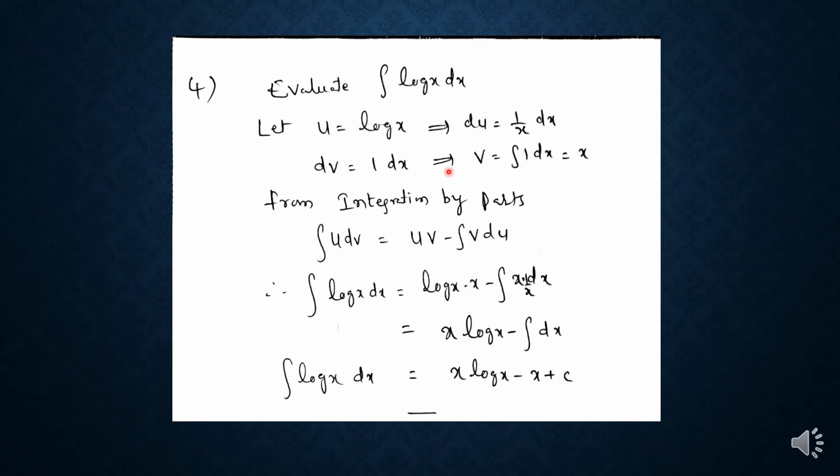Log x into x minus integral v du. x into du, where du is 1 by x dx, so x into 1 by x dx. This can be written as x into log x minus integral x into 1 by x. The x gets cancelled, we will get integral dx, that is x log x minus x plus c. Therefore integral log x dx is equal to x log x minus x plus c. So this can be used as a formula also. Integral log x dx is x log x minus x, or x into log x minus 1, plus c.